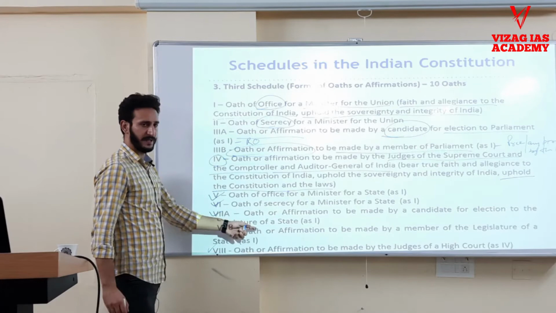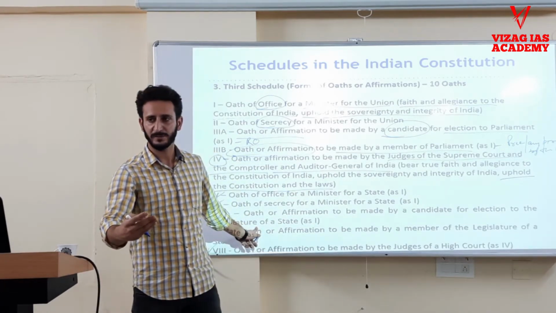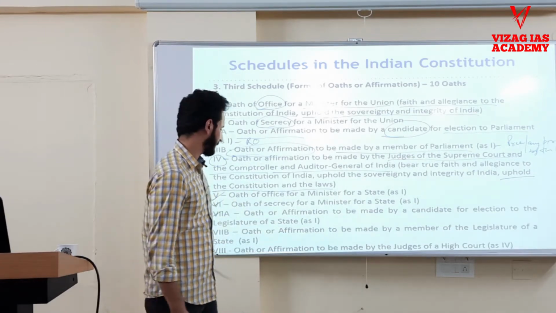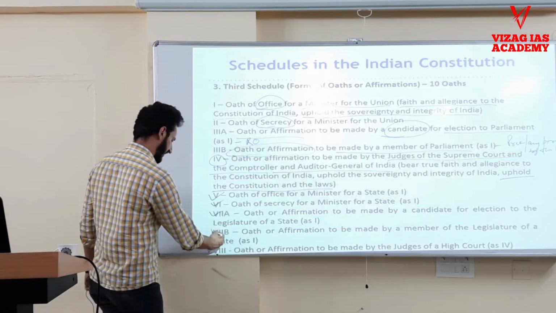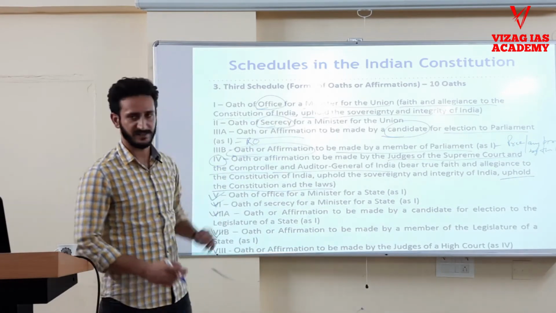Then we have 7A, a person who is putting himself out as a candidate for election to the Legislative Assembly or Legislative Council also. He has to take this oath, and then when he actually becomes a member and sits in the house, he has to take another oath. The language stays the same.